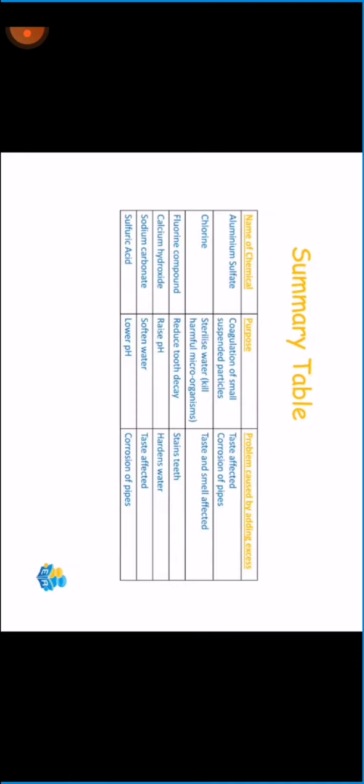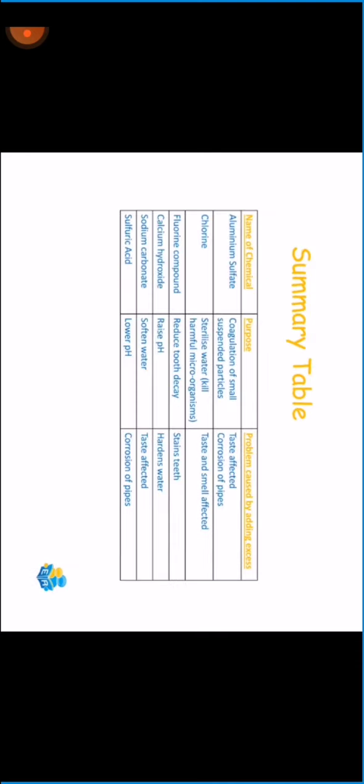Then what happens if it's too basic? If it's too basic, it may need to be corrected by the addition of dilute sulfuric acid, and the dilute sulfuric acid will lower the pH. So once all of these 7 stages have taken place, the water is now ready for consumption and use.